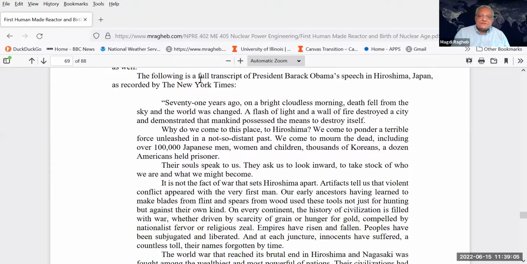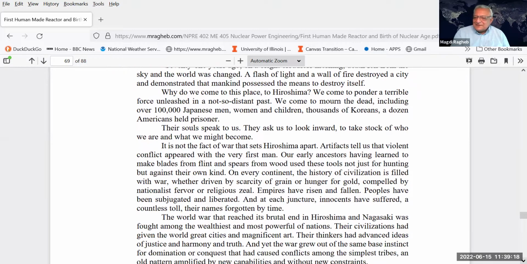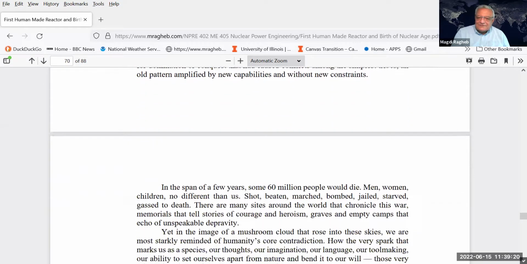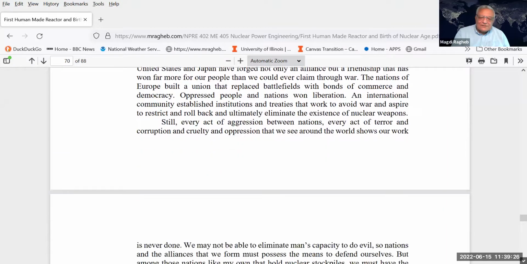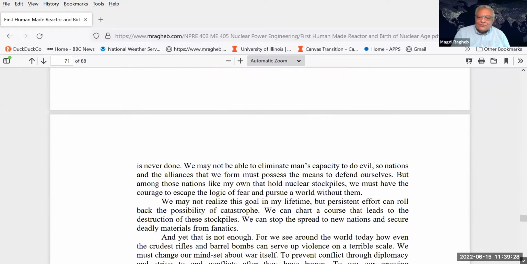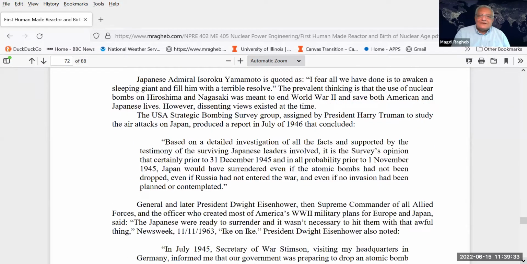This is the transcript of President Barack Obama's speech in Hiroshima, Japan, as reported by the New York Times. Now Japan is a good friend of the United States, though it was at a very destructive war in the Second World War. So this is a transcript of President Obama's speech, practically apologizing for the nuclear bombing of Japan.